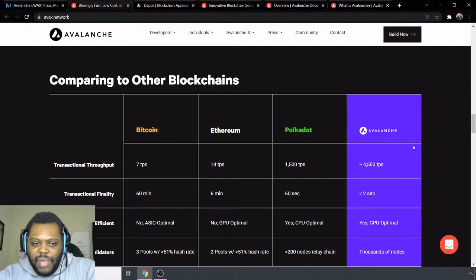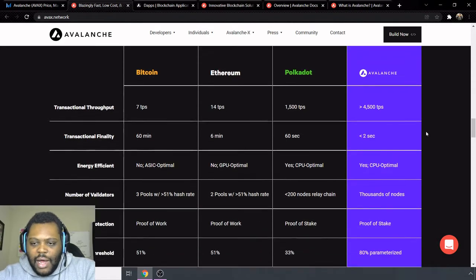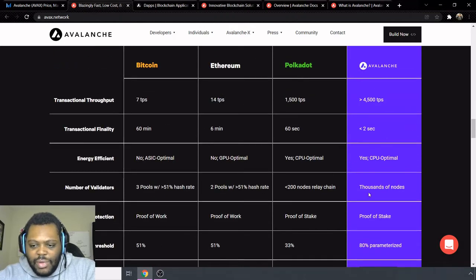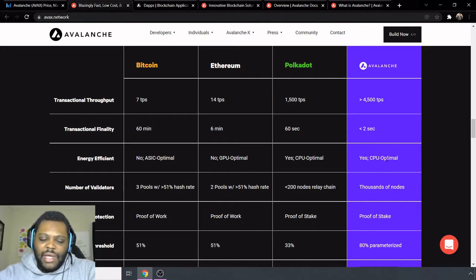One thing on here to compare against the other blockchains, so you have Bitcoin, Ethereum, and Polkadot, with Avalanche having the fastest specs with their proof of stake. So for safety threshold, they have an 80% parameterized. On here, the number of validators are thousands of nodes compared to Bitcoin, Ethereum, and Polkadot. On here, energy efficient, yes, CPU optimal, which is one thing to definitely look forward to, because every computer has a CPU, but not every computer has a GPU.